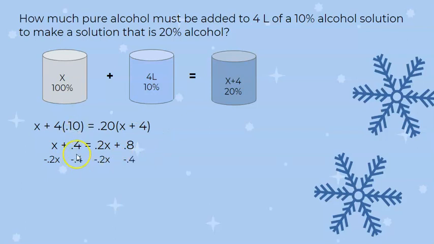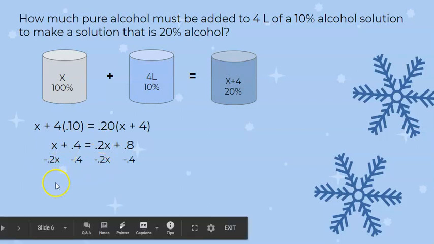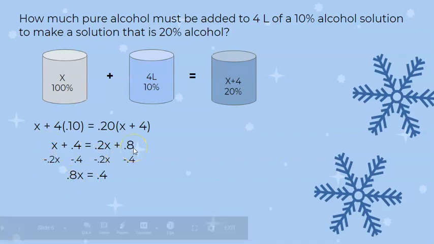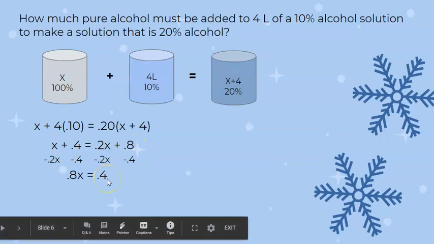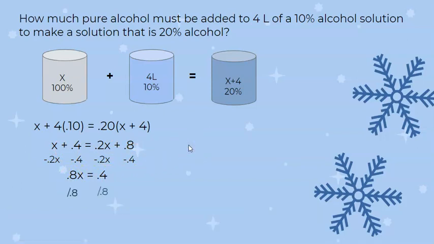So what that's going to do is make the 0.4's go away here, and the x's go away here. So I'll have x's on the left and numbers on the right. And so 1 minus 0.2 will be 0.8. So you don't forget that that's a 1. And then over here, 0.8 minus 0.4 would also be 0.4. And then finally, I'll divide by 0.8 because I'm trying to get the x by itself. And I'll get 0.5 liters of pure alcohol.